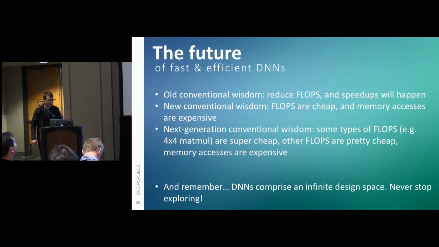So this is my last slide, and if you take nothing else away from this talk: for the last 2 to 3 years at least, in the efficient neural net community, the old conventional wisdom has been that if you reduce flops, speedups will just follow directly from that. I think the new conventional wisdom is that flops are becoming a lot cheaper than they were before, and memory accesses are relatively more expensive, both for time and energy.